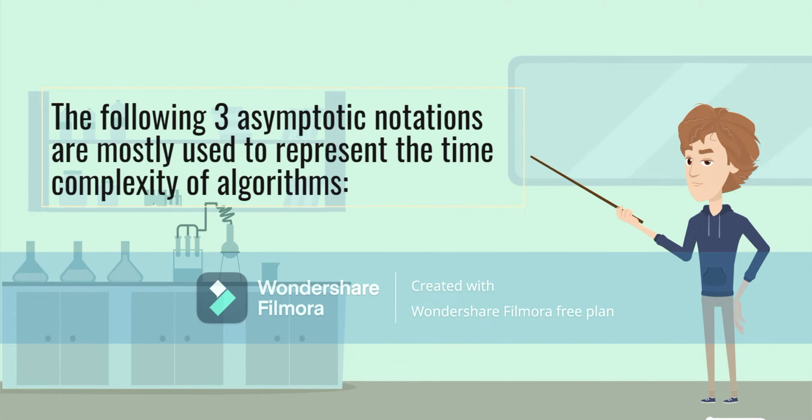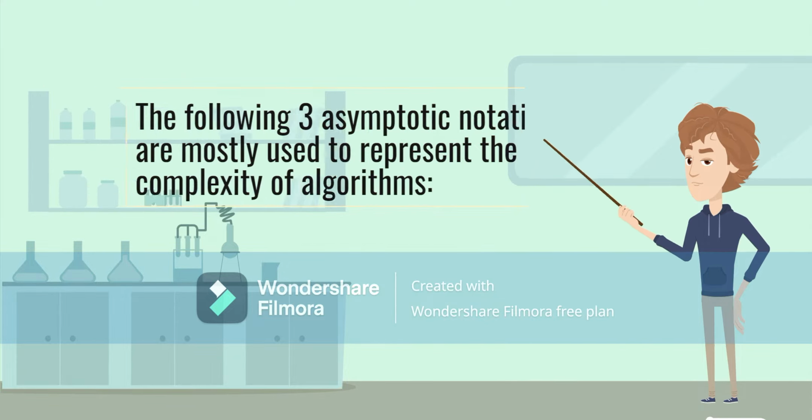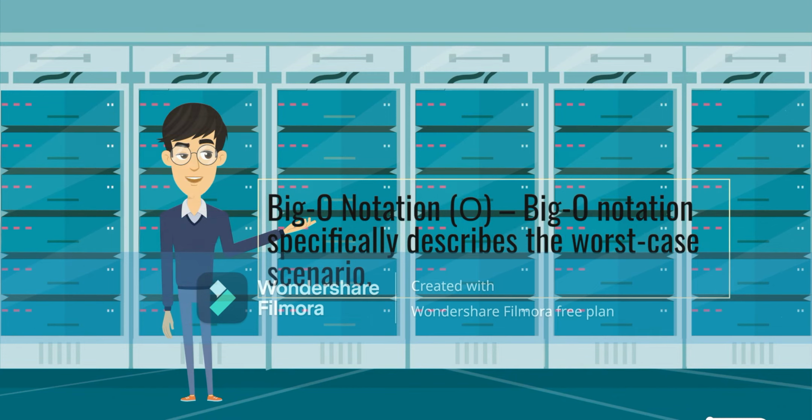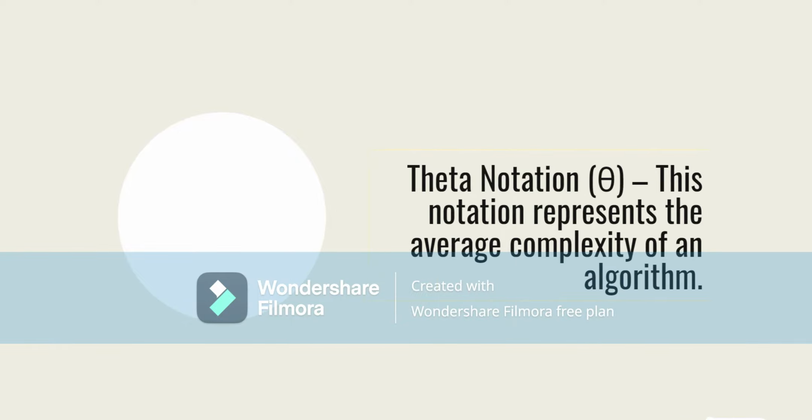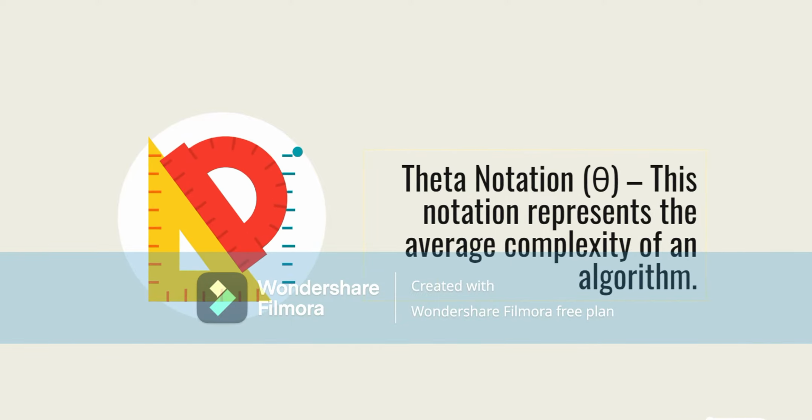The following 3 asymptotic notations are mostly used to represent the time complexity of algorithms. Big O notation, Omicron. Big O notation specifically describes the worst case scenario. Theta notation, theta. This notation represents the average complexity of an algorithm.